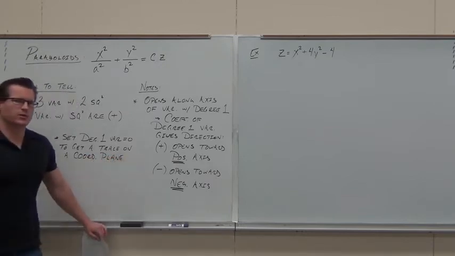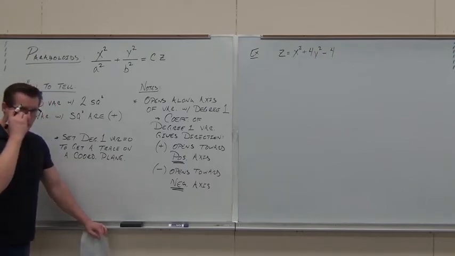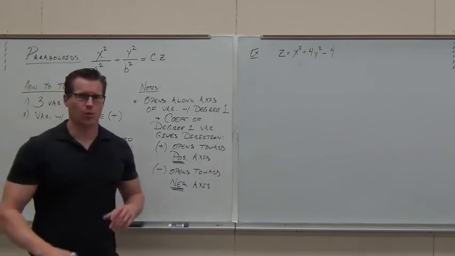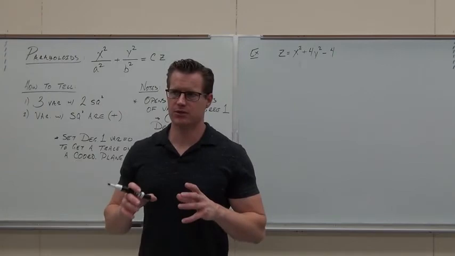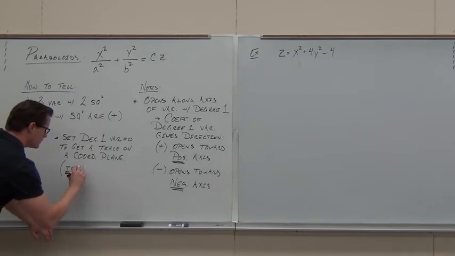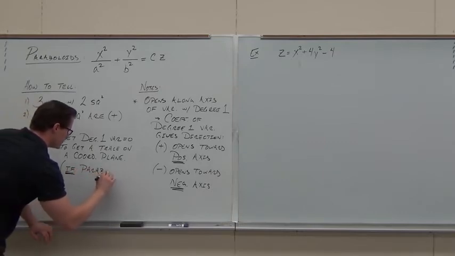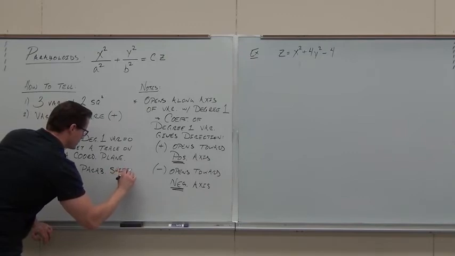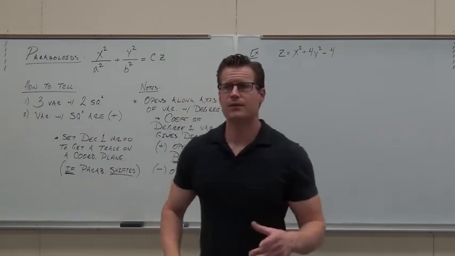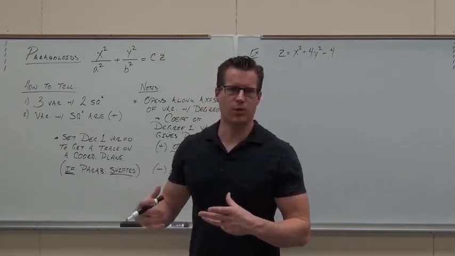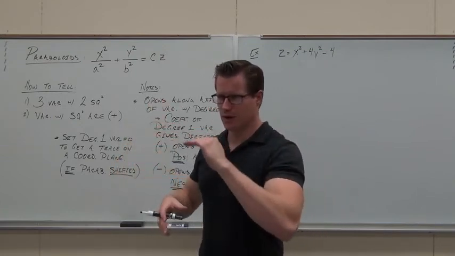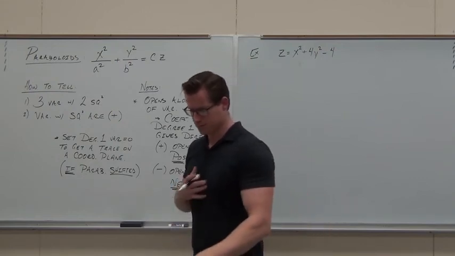Set the degree 1 variable equal to 0 to get a trace on a coordinate plane. I'm going to make a little side note. This works only if the paraboloid is shifted. If it's not shifted, then you start plugging in other numbers for that 1 degree variable to get traces on parallel planes with the coordinate plane. A little above or below, we've talked about things like that before, but I want to show you an example.